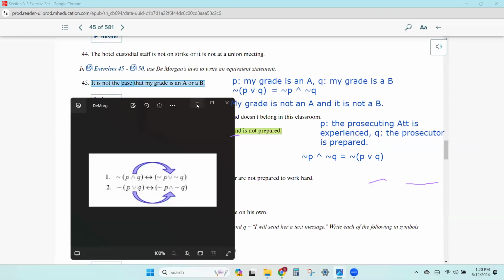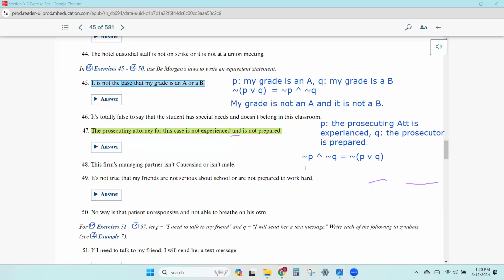So this is the one we're going to write it as. So now I'm just going to write it out in words. So an equivalent way of putting it is, not the case that the prosecutor is experienced and he is, we don't know if he's a he. Okay. So the not the case is the negation in front of the parentheses.